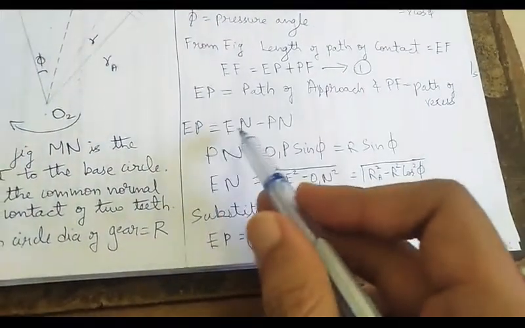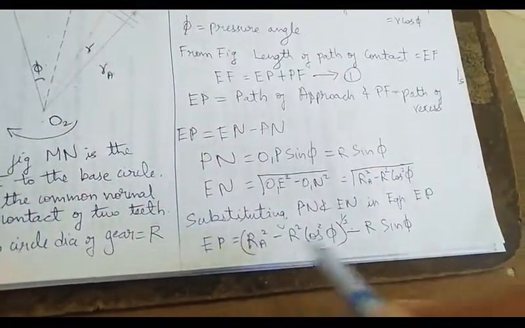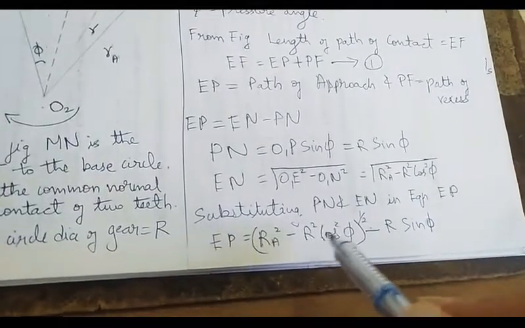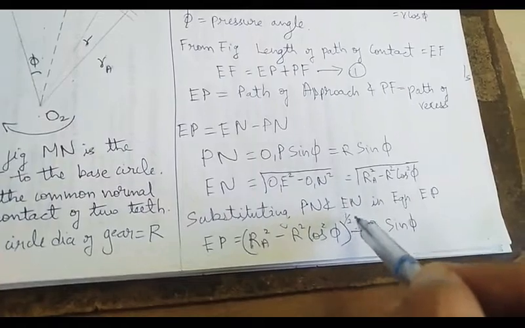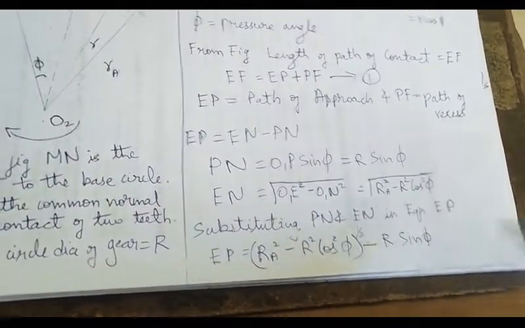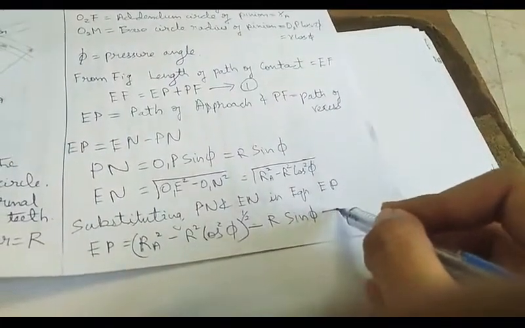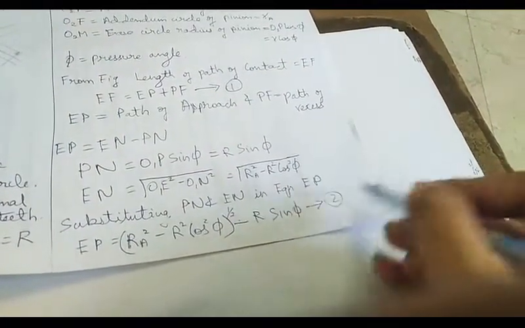So EP is equal to En minus Pn. So it is RA square minus R square cos square phi whole power half, because it is square root, minus R sin phi. We shall call this equation 2.